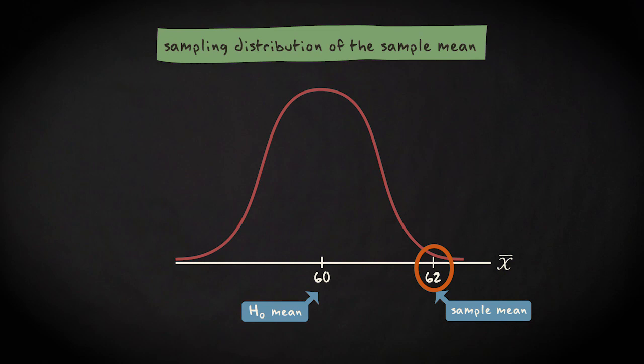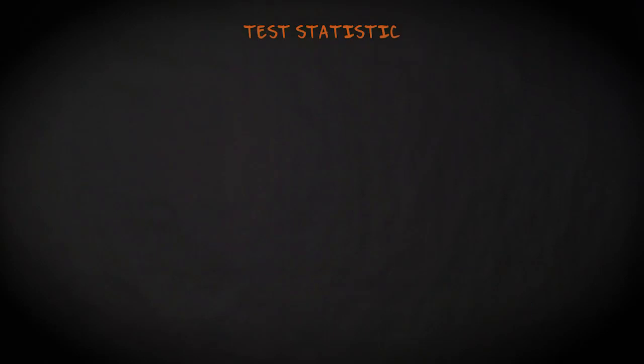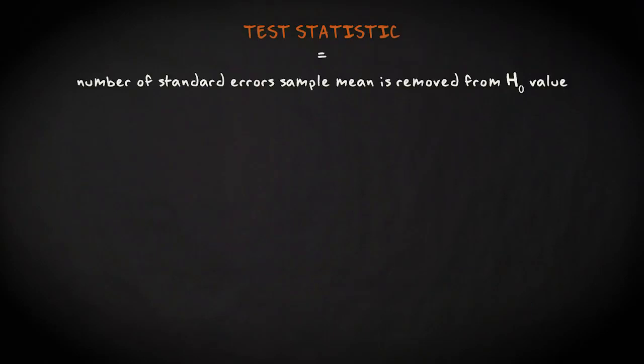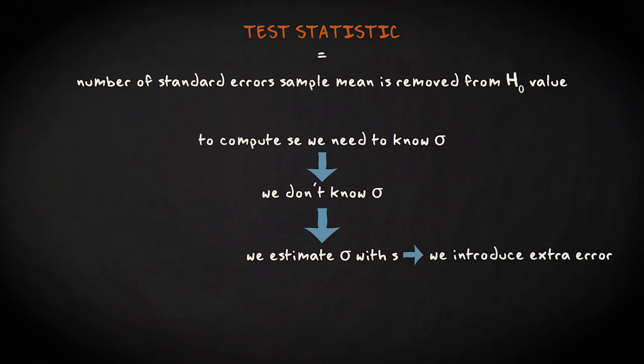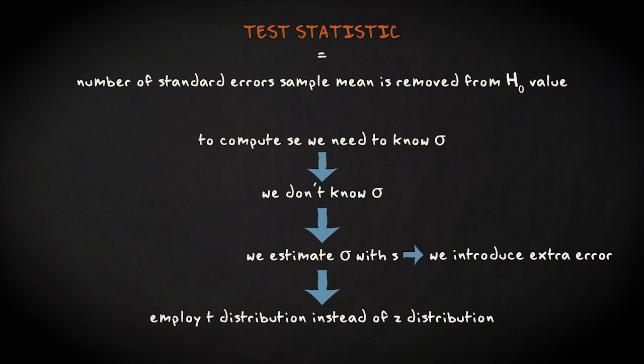To answer that question, we compute the test statistic. That's the number of standard errors the sample mean is removed from the population mean according to the null hypothesis. You might remember that to compute the standard error, we need to know the value of the population standard deviation. But because we don't know that value, we have to estimate it using the sample standard deviation. Because this implies that we introduce extra error, we employ the t-distribution instead of the z-distribution.